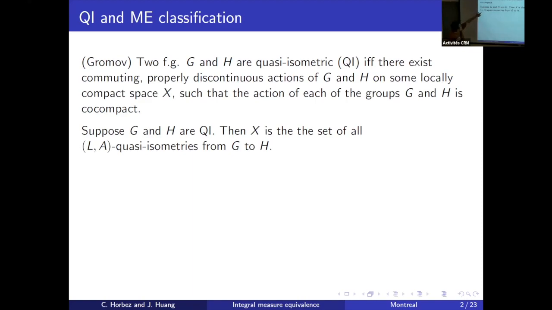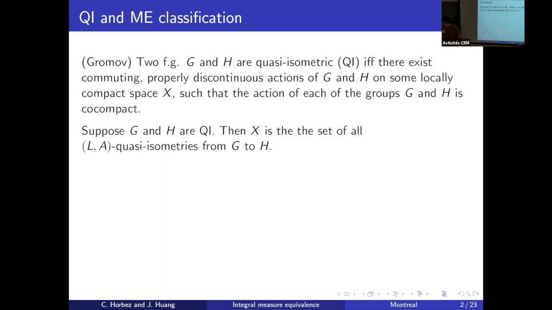Now I need this set to be a locally compact topological space. I define the most naive topology on this set, the topology of pointwise convergence, and it's not hard to show this is a locally compact topological space. The rest is not hard to verify: we need to check proper discontinuity and co-compactness. This is how you go from the usual definition to this strange definition. The point is that it is a dynamical way of thinking about quasi-isometry, without referring to the metric on the groups G and H.